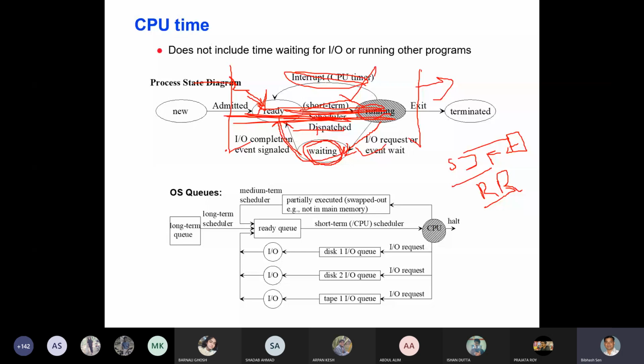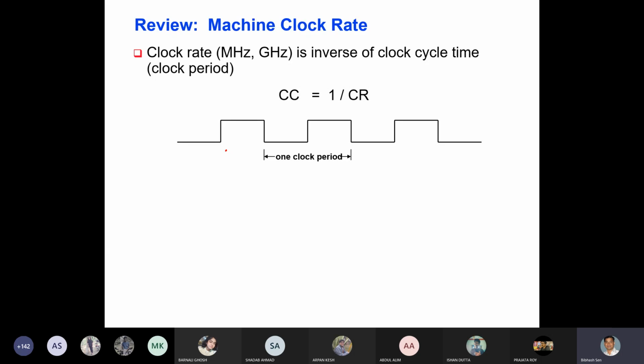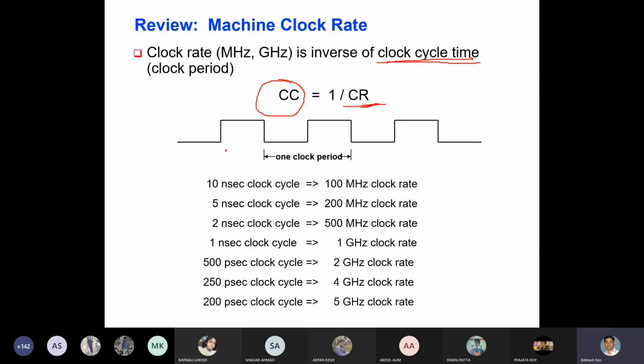Okay, for timing you just remember what the response time is and what the CPU time is. Now suppose this is the clock frequency. The clock rate is the inverse of the clock cycle time. So from the clock cycle time you take the inverse and get the clock rate for a particular hardware. We have written clock cycle times of 2 nanoseconds, 1 nanosecond, 500 picoseconds, and what is the clock rate at that time.